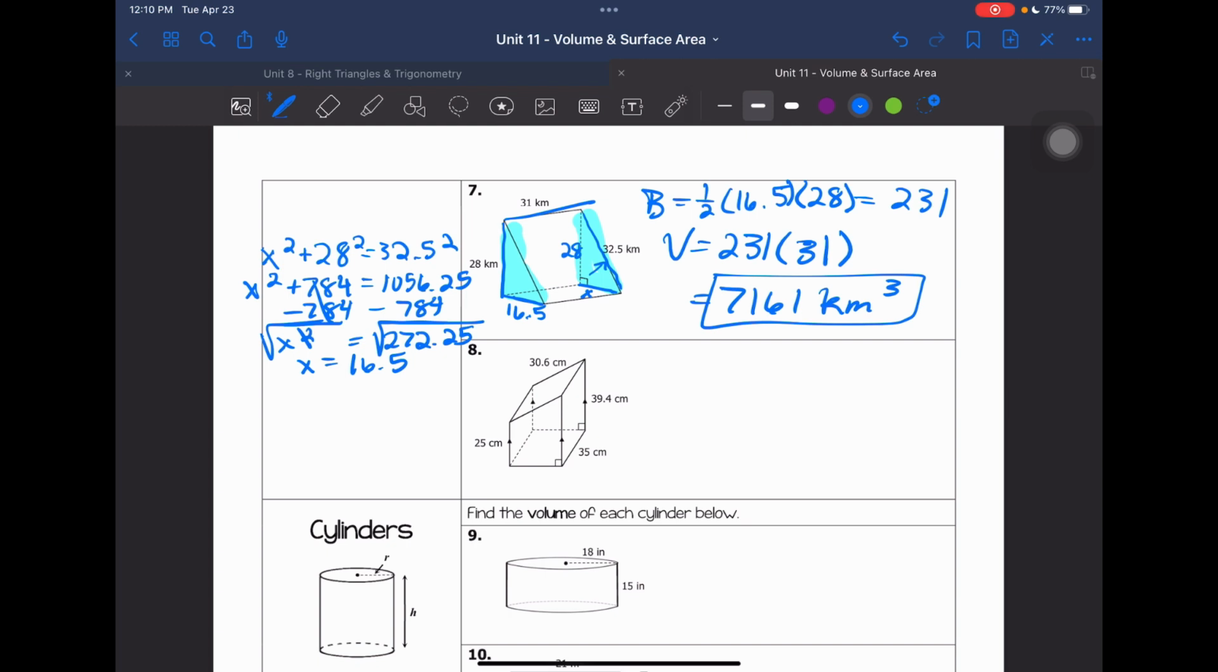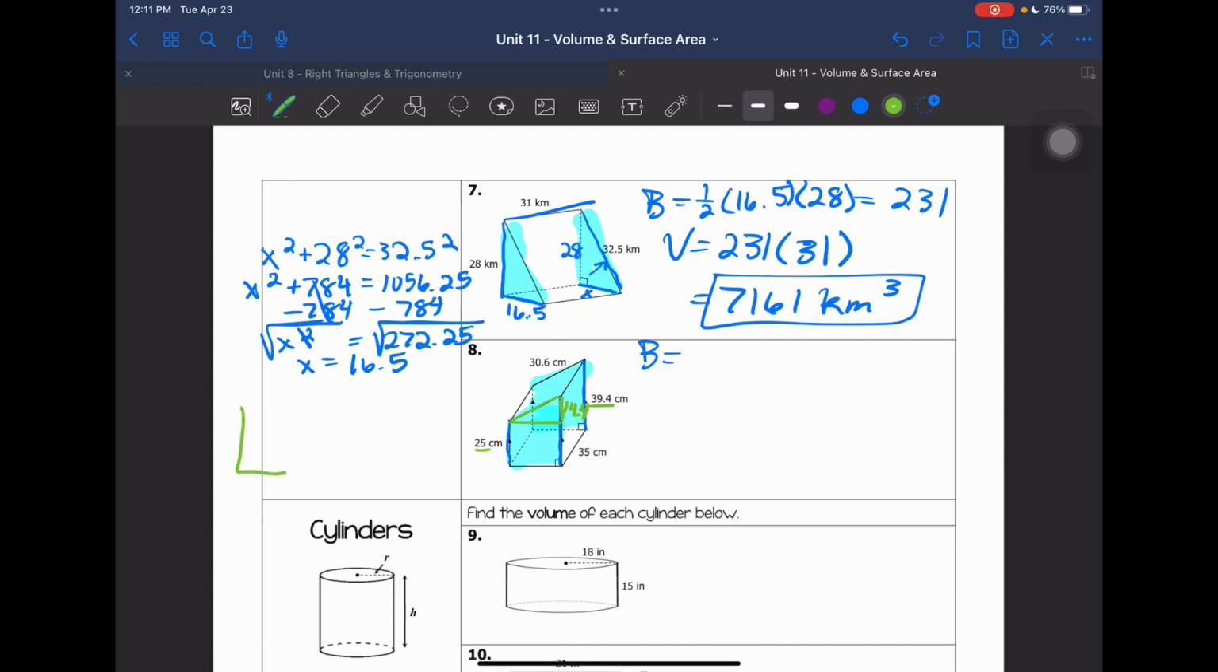Number 8, we have a trapezoidal prism. There's a trapezoid in the back and one here in the front. So what we need to do is find the area of that trapezoid. I have this side, and then this side down here is 39.4, which would also be this. The only thing I don't know is the height of the trapezoid, and I could kind of think of that by drawing in a line here, because I know that this is 30.6, and I could find out what this is by subtracting this and this, the 39.4 and the 25. So 39.4 minus 25 gives us 14.4.